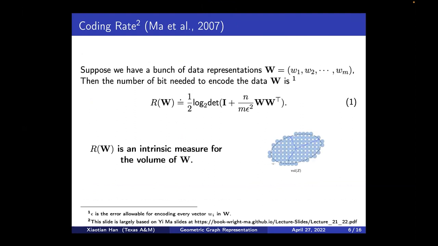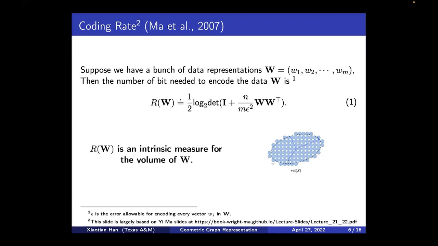I will briefly introduce the technique we will use in the loss function, coding rate. Suppose we have a bunch of data representation W here, and we use coding rate to denote the number of bits needed to encode the data. The mathematical expression is listed in the equation.